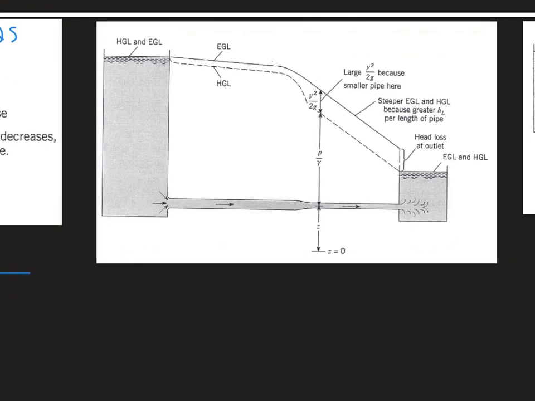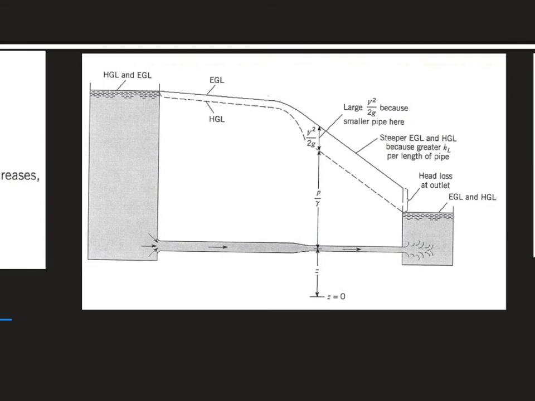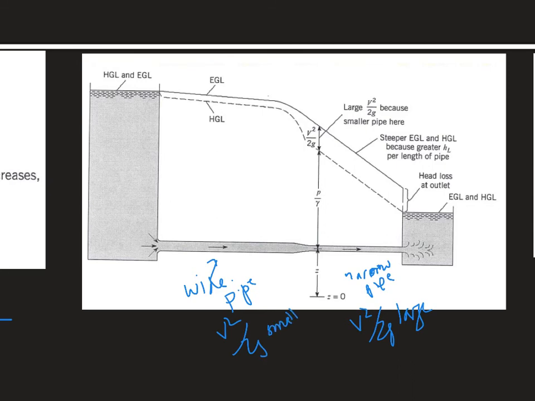So this is nothing we haven't seen so far. Again, we draw these all the same way. So notice, wide pipe, narrow pipe. This means V squared on 2G is small, and this means V squared on 2G is large. This also means the head loss will be slow over here, and over here the head loss will be fast. Meaning shallow line, steep line.